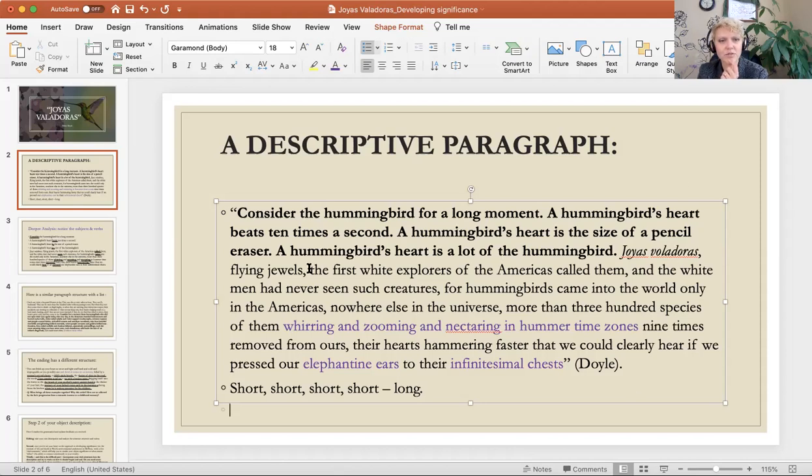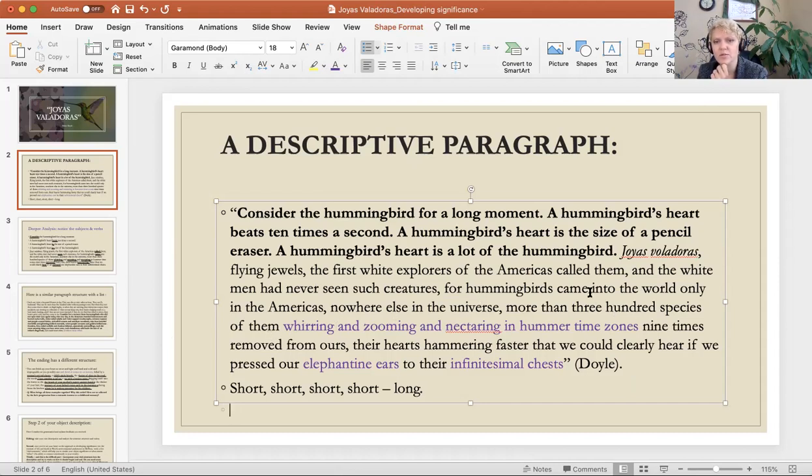And so Doyle tells us that the first white explorers of the Americas called them this, Joyas Voladoras. And the white men had never seen such creatures. So here's a list of clauses that Doyle employs to give you a historical context of these birds. For hummingbirds came into the world only in the Americas, nowhere else in the universe. More than 300 species of them.